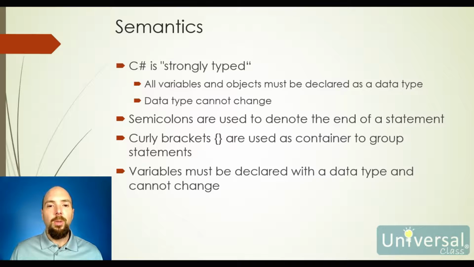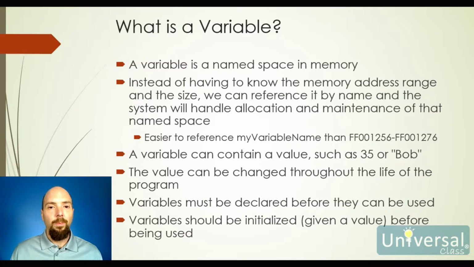Now some of the things that we're going to do, we're going to put inside of curly brackets, and those are what's called a container object. So if I'm doing things like a loop, or if I declare a class object, I have to put those inside of curly brackets to specify that those lines of code belong together. Once we declare a variable, we cannot change its data type. It has to stay the same.